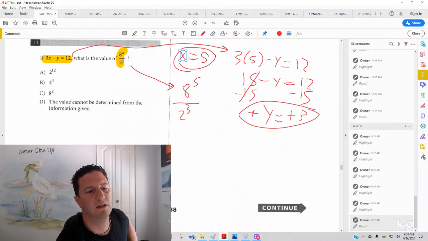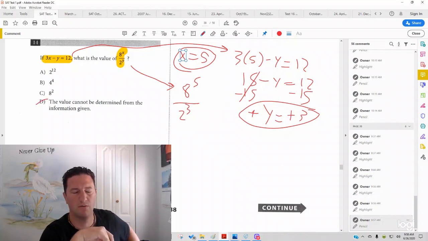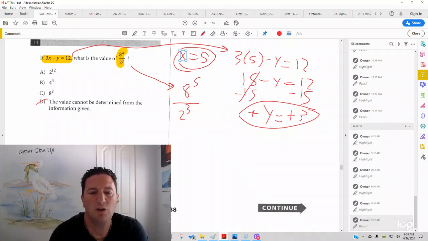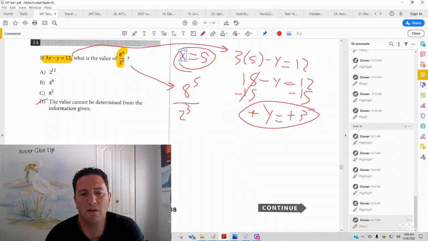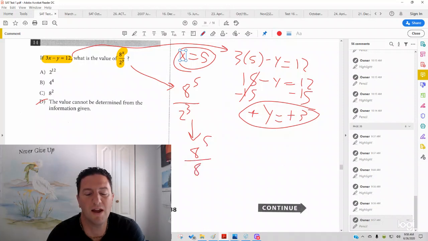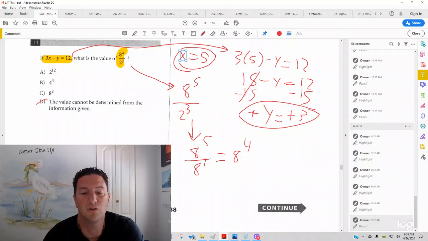Well, it looks like D is going to be wrong because I did determine a value, even if it's not obvious what that value is. And doing a little bit of math could be helpful here. You might know that 2 to the 3rd is 8. So this is 8 to the 5th over 8 to the 1st. It's just 8, right? And if you remember that you're subtracting your exponents here, then you know that it's 8 to the 4th. When you're dividing, you subtract your exponents.